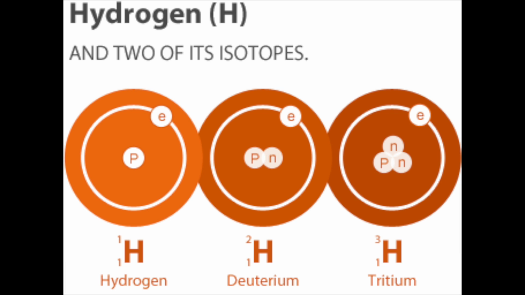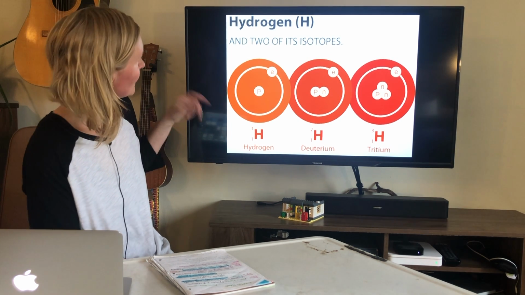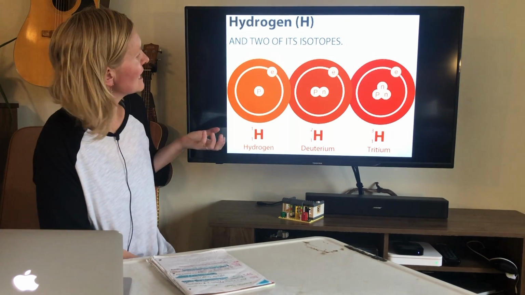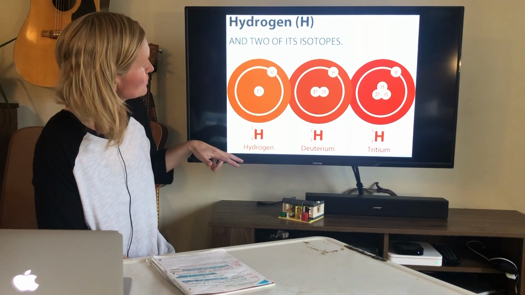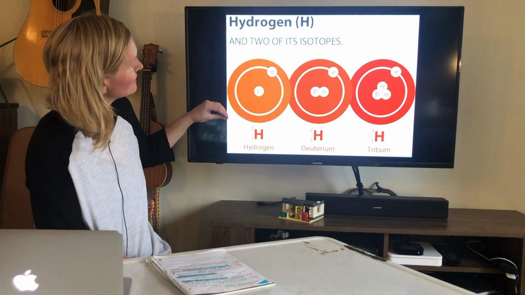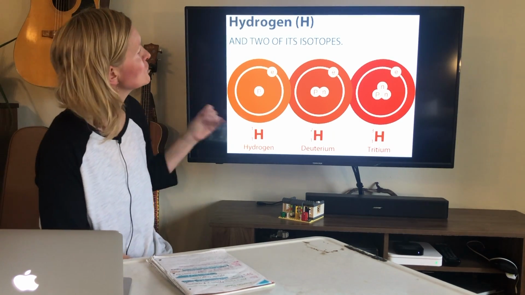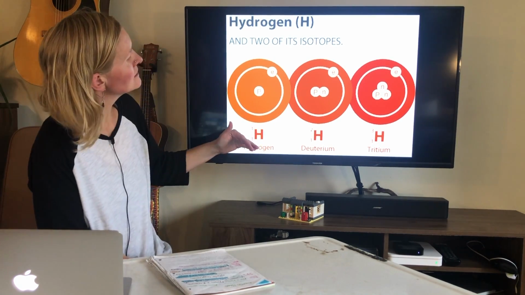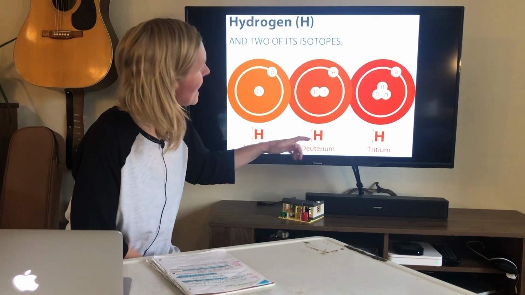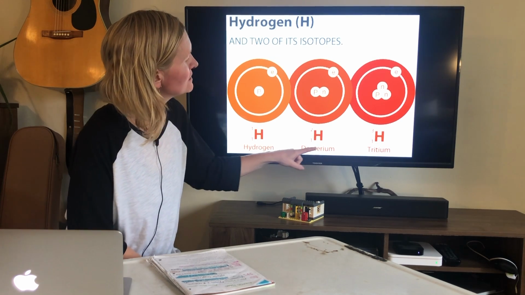An element atom with added neutrons is called an isotope. So here we have a picture of hydrogen, and hydrogen has two isotopes. So this is the hydrogen that we would normally see on the periodic table. It's the one that we know has one proton and one electron. But it can have an added neutron, and then it's called deuterium.